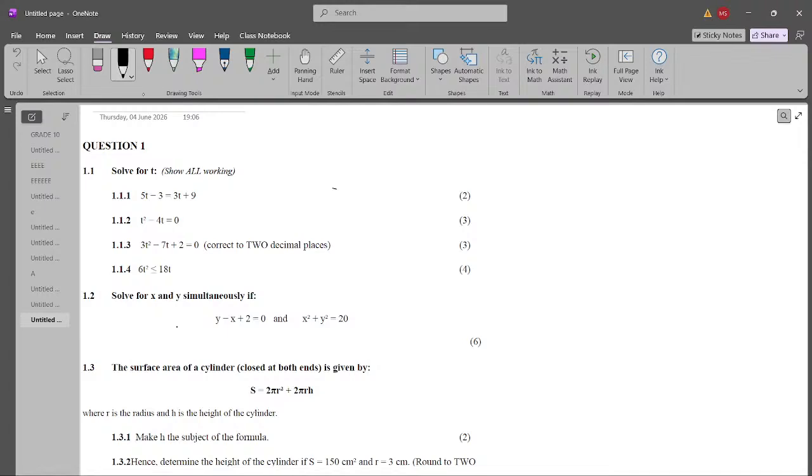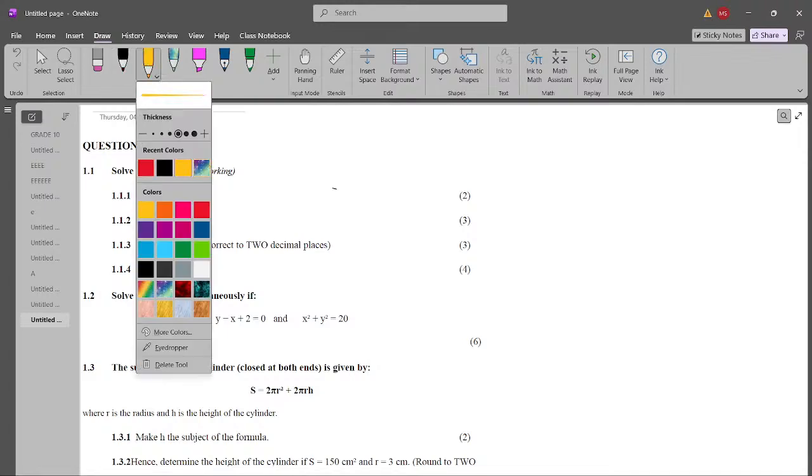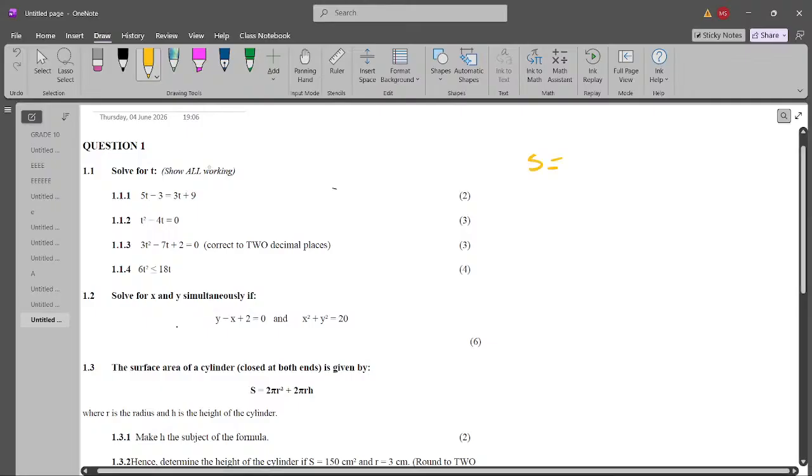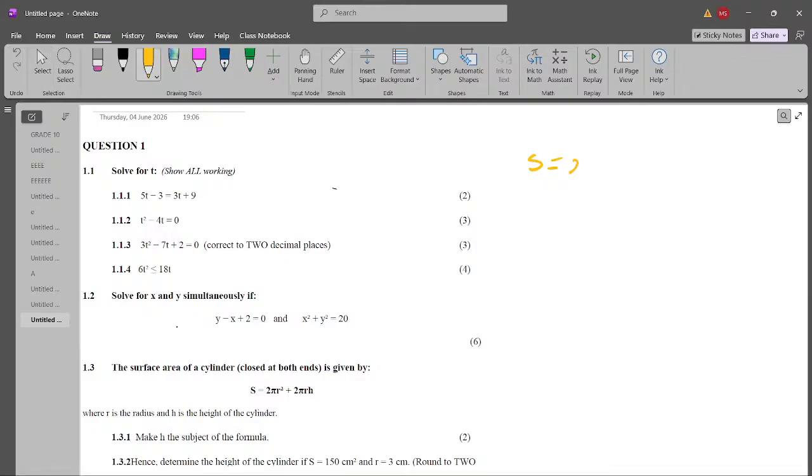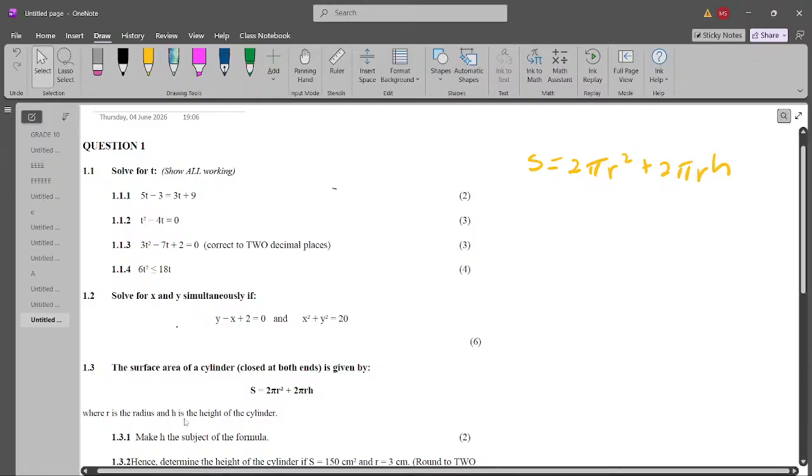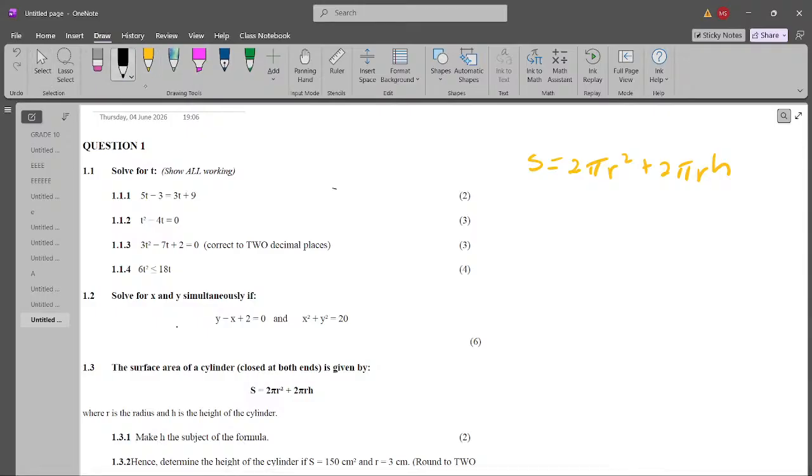So let me just quickly erase here, and then we can start here. So we are given the following. Let's read the statement. It says the surface area of a cylinder closed at both ends is given by this formula over here. S is equal to 2 pi r squared plus 2 pi r h, where r is the radius and h is the height of the cylinder. 1.3.1 says we need to make h the subject of the formula. So let's make h the subject of the formula.